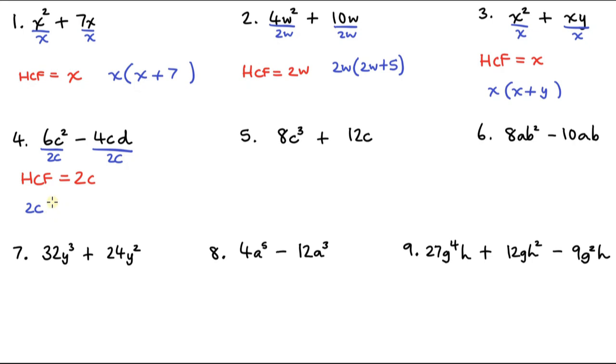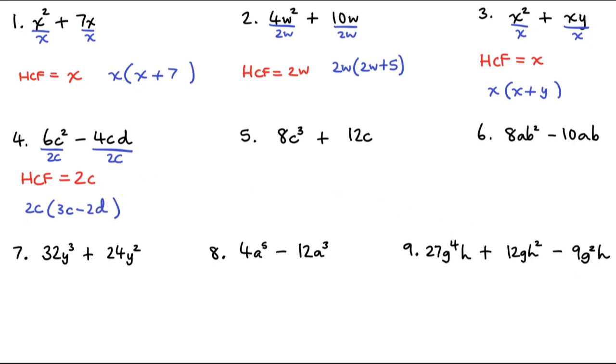So 2c goes outside the brackets. And then inside the brackets, 6 divided by 2 is 3. C squared divided by c is just c. And then we're going to subtract. 4 divided by 2 is 2. The c's will cancel out, and all we're left with is d.